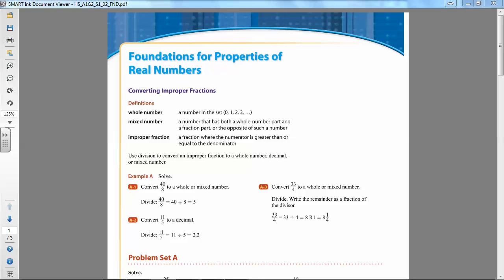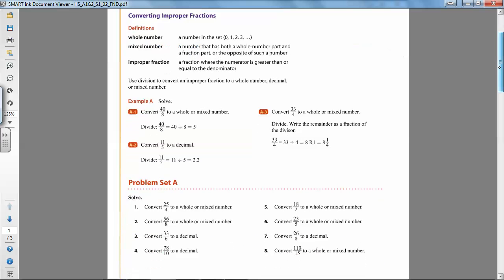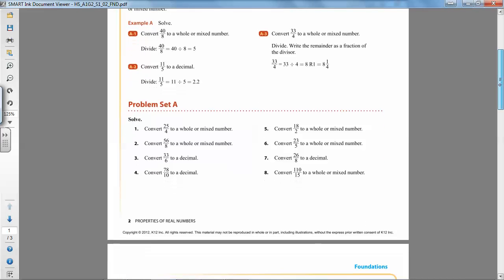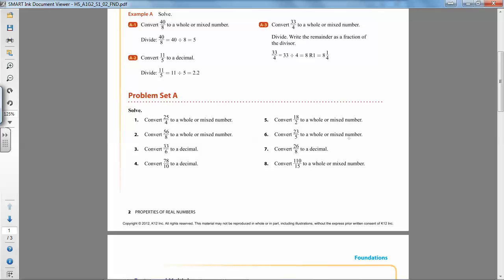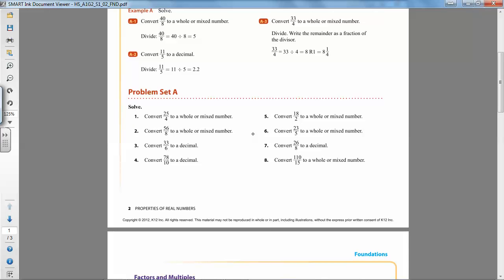We talked about this in class. We covered whole number, mixed number, improper fractions. We did a few examples. Let's do a few more problems. How about number 6?